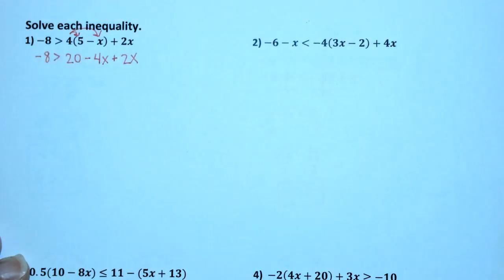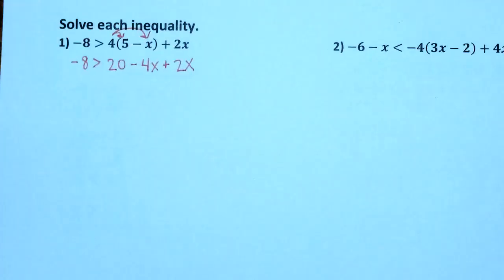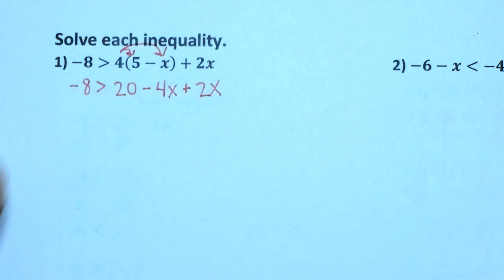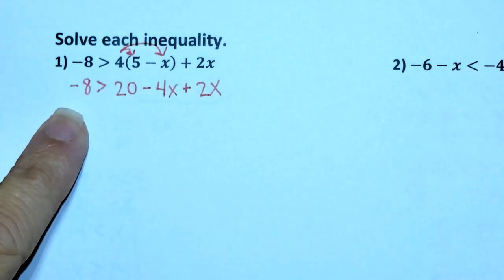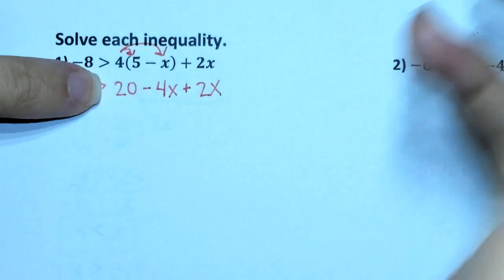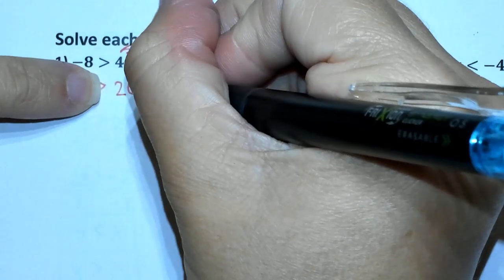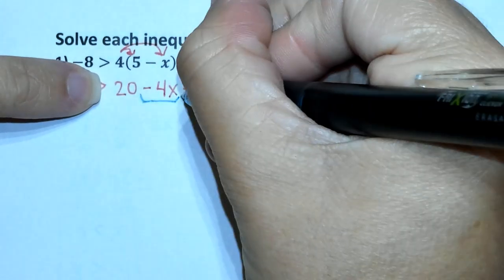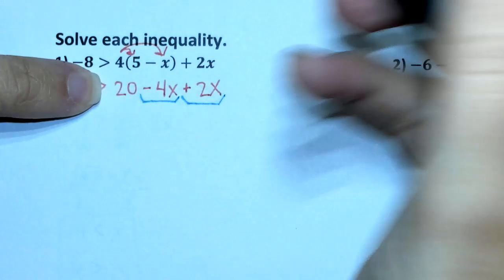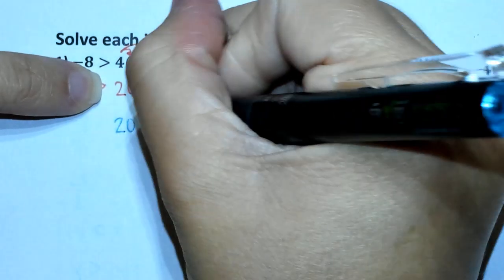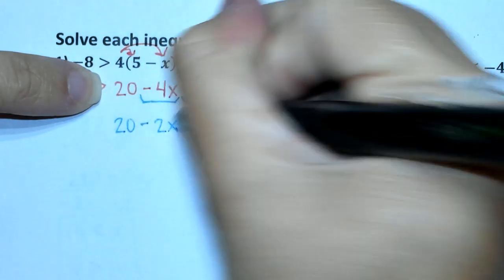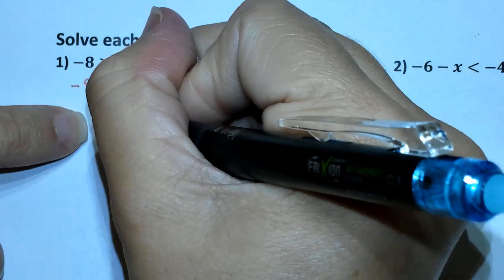All right, my next step is to combine like terms on each side. Let me zoom in a bit. On the left side there's only one term, so we can't do anything with that negative 8. So let's look at the right side. I can combine our variable terms. There's a negative 4x and a positive 2x. I'm just going to bring down that 20. And then negative 4x plus 2x is negative 2x. I bring down my symbol and the negative 8.